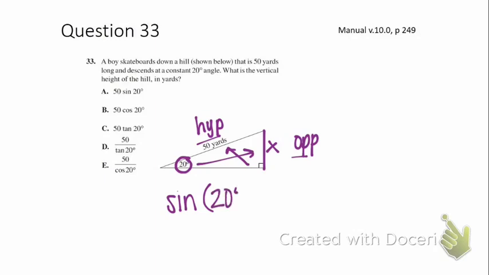So sine of 20 degrees is equal to, we know it's opposite over hypotenuse, so it's going to be x over 50. Since I'm solving for x here, this one isn't too bad. I can just multiply both sides by 50, and that gives me my answer. 50 times the sine of 20 degrees, and in this case, that's going to be A.